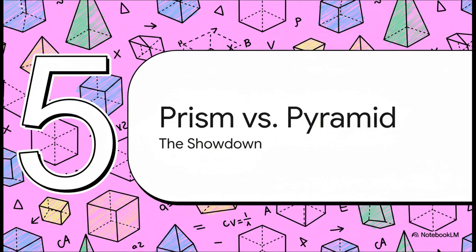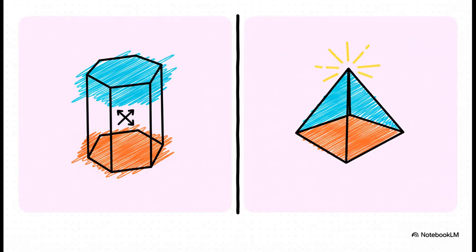Now it's time for the final act, putting them head-to-head in a direct comparison. This is where we lock in the differences for good. So what's the final verdict in this showdown? It's actually pretty simple. Prisms have 2 bases. Pyramids have 1. Prisms have rectangular sides.